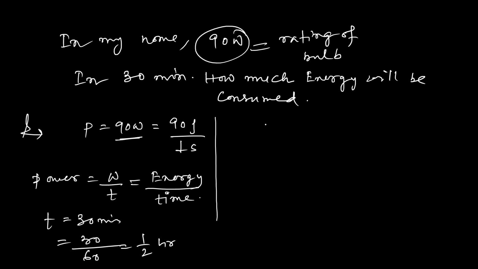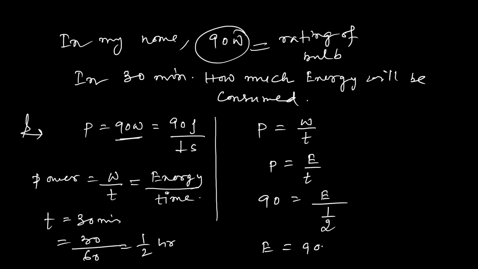Okay, so what is the formula to calculate the energy? Power P equals work done by time, and work done is also an energy, so you can modify the formula as E by T as well. E for energy, W for work done. In this case, power is 90, energy we have to find out, time period is half. So E equals how much? 90 multiplied by half, that is 45 joule, right? So in this way you can calculate the energy.